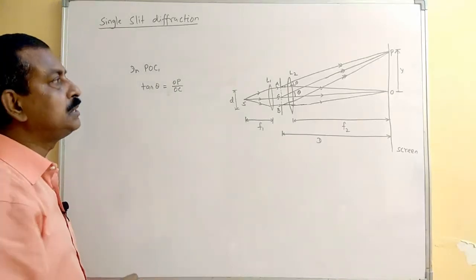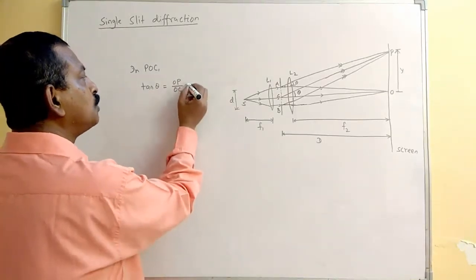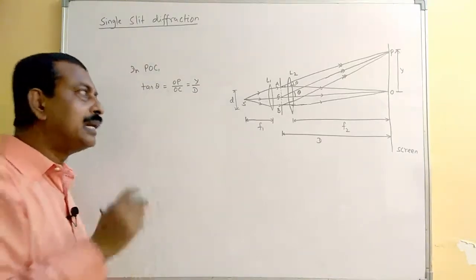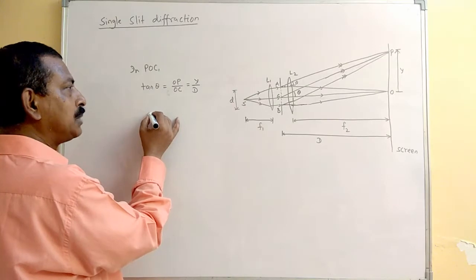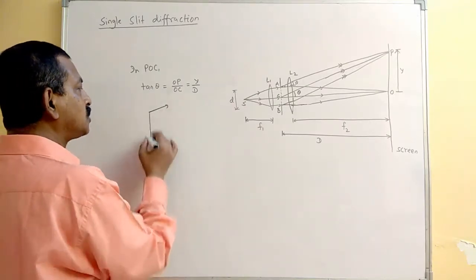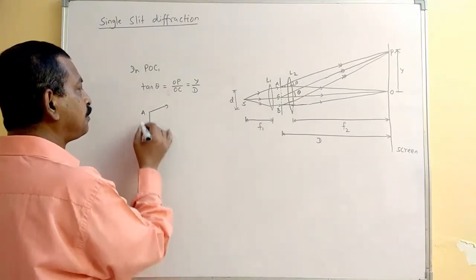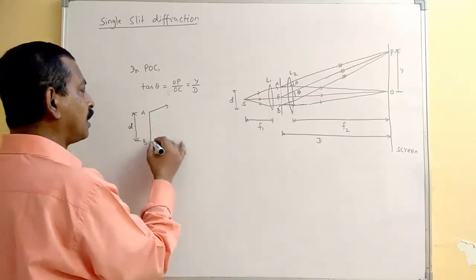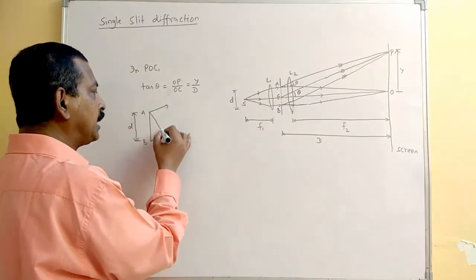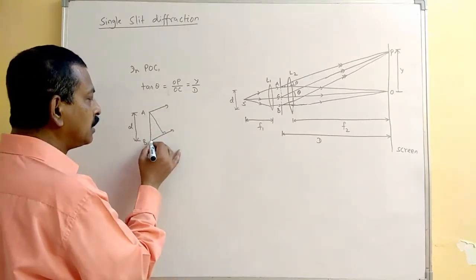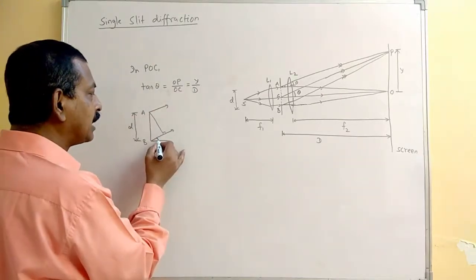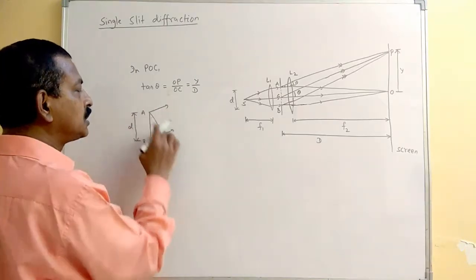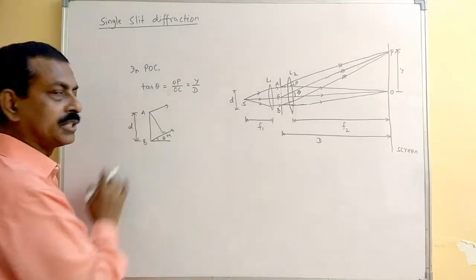OP by OC, and that will be equal to Y by D. Let's take another thing. You have here the slit AB. This one has the size D. If I drop a perpendicular from this one on the rays which have bent at an angle, say theta, this AM is the perpendicular dropped on these rays.